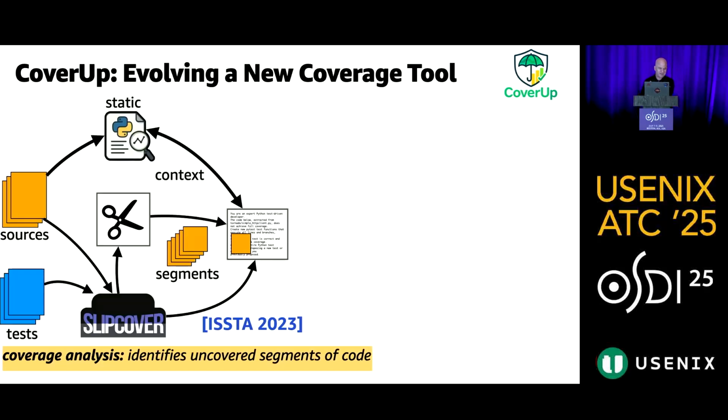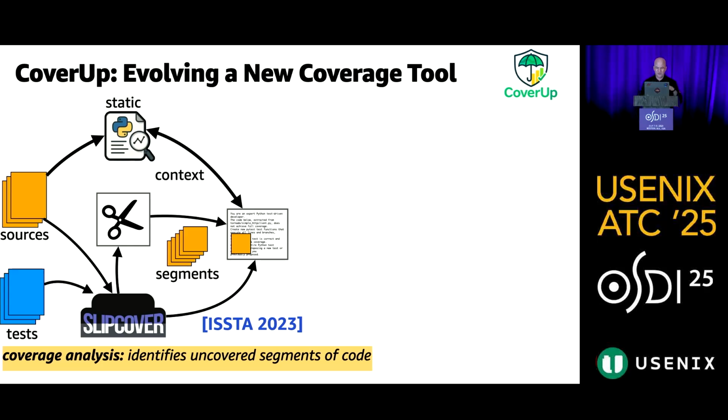So we had previously built this tool called Slipcover. Slipcover is a coverage analyzer. That's all it does. It's a basically near zero overhead coverage analyzer for Python, which is great because the previous tools were like 5x to 7x overhead. So 0 is a lot better than 5 to 7x.